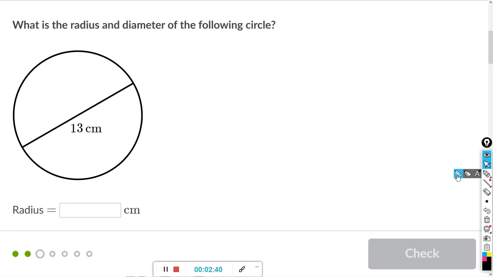For this one here, they want us to find the radius and diameter of this circle. So remember, we said the diameter goes from one side of the circle to the other. They should have drawn the center in here, but they didn't, so we just assume it goes through the center. So this length here is the diameter, and that's 13 centimeters. The diameter is going to be 13 centimeters. And for the radius, we said it's half the diameter.